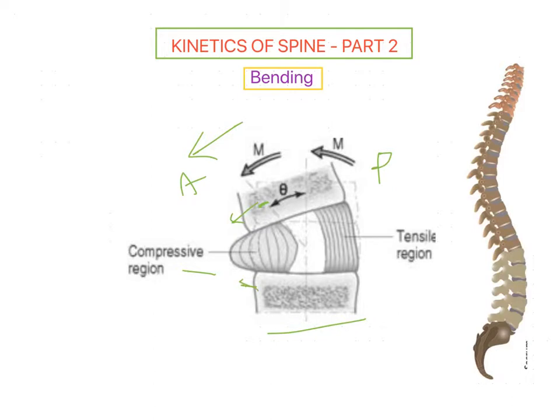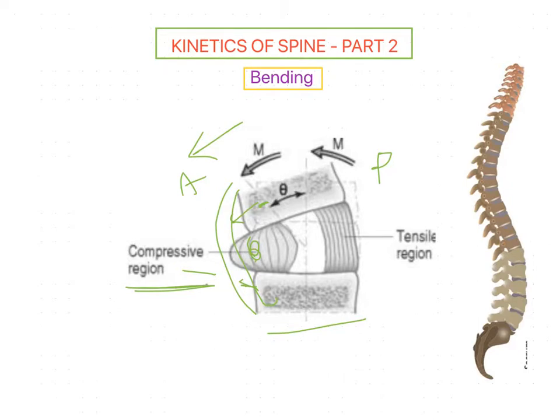So what is happening here? The anterior structures, that is the anterior portion of the disc, the ligaments present on the anterior side, and also the muscles on the anterior aspect are subjected to compression. So in forward bending, the anterior region becomes the compressive region.